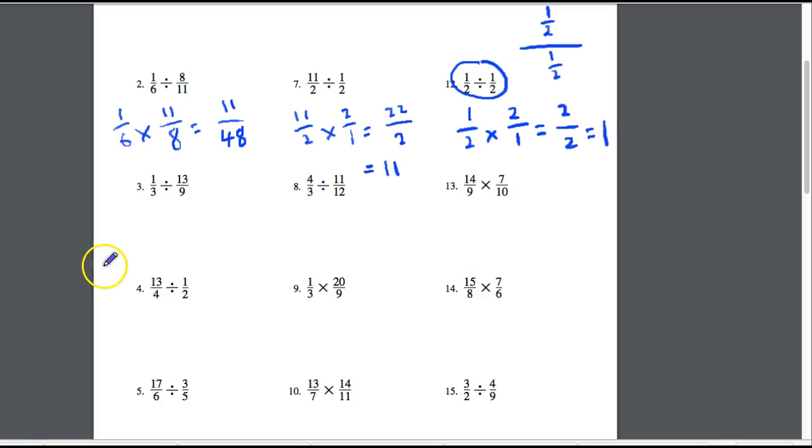Okay, so we've got 1 over 3 multiplied by 9 over 13. 1 times 9 is 9. 3 times 13 is 39. And I think that can be simplified further. So 9 divided by 3, then 13. 9 divided by 3 is 3. So we're left with 3 over 13.